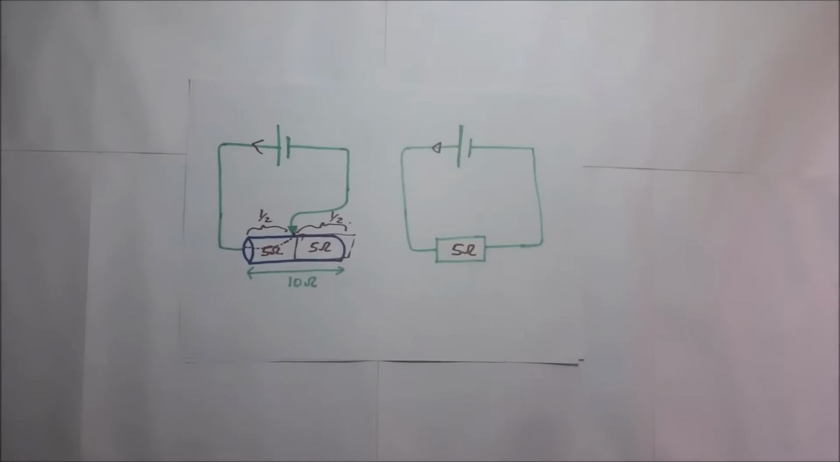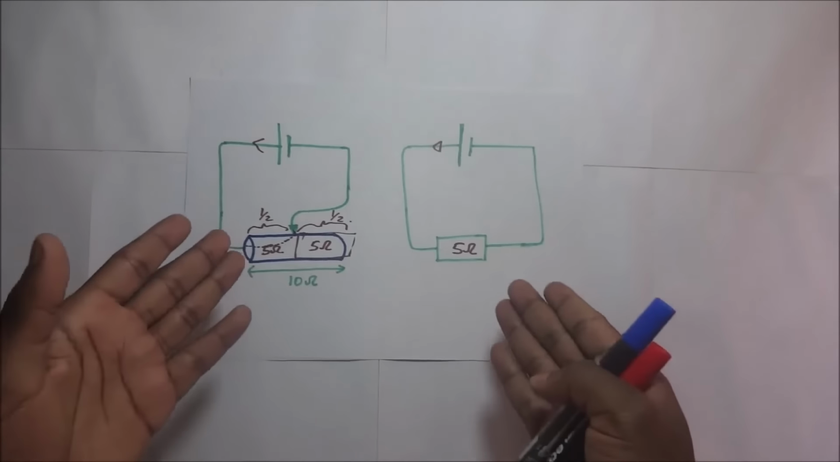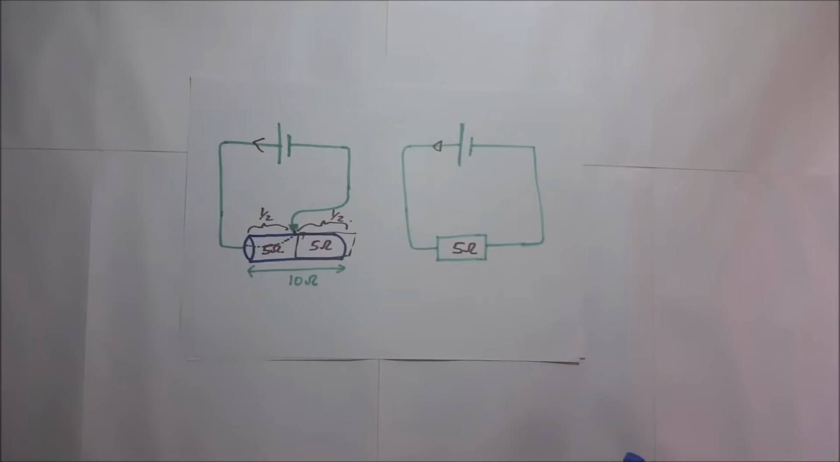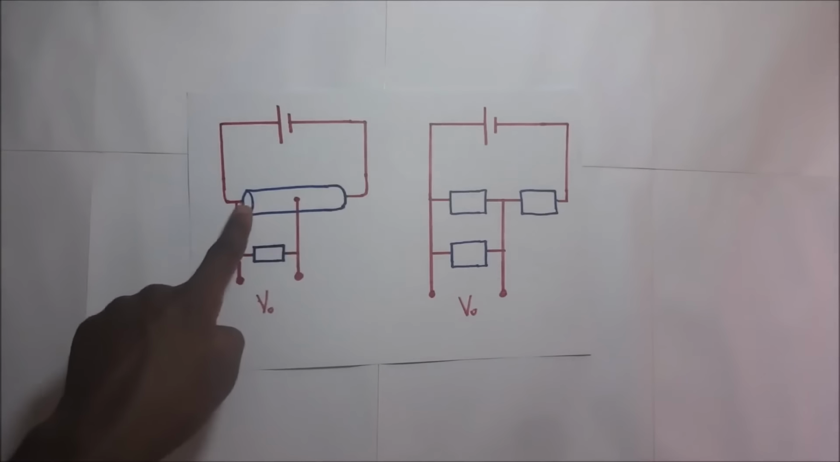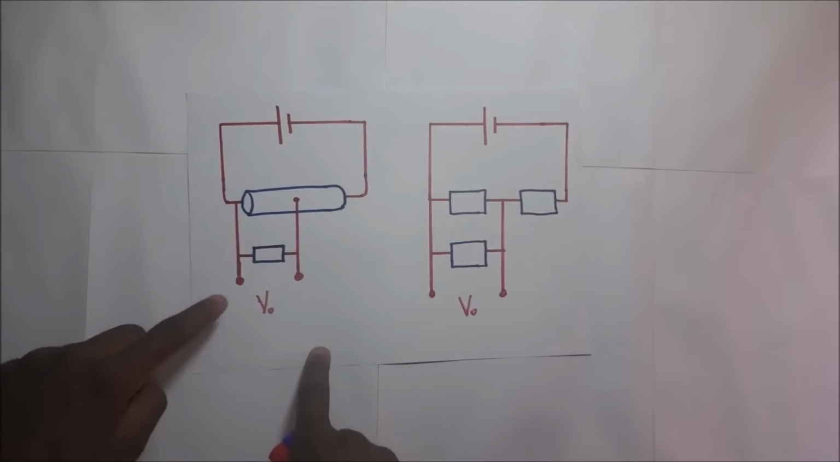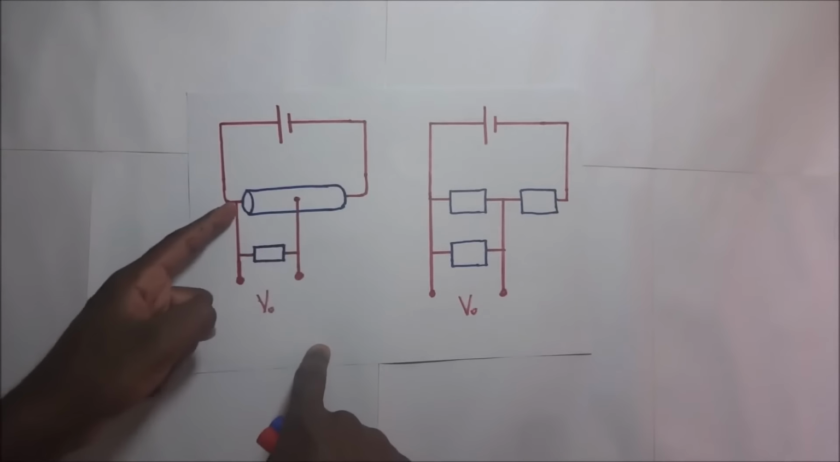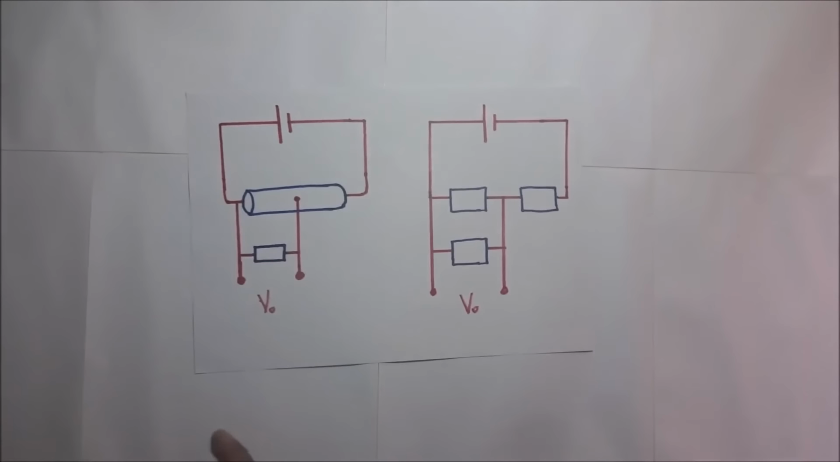Now this is what we've been doing previously when dealing with unloaded potential dividers. It's going to be the same case even when we are dealing with loaded potential dividers. Right there we have a slide wire, and we have decided to put this in the middle of this slide wire.